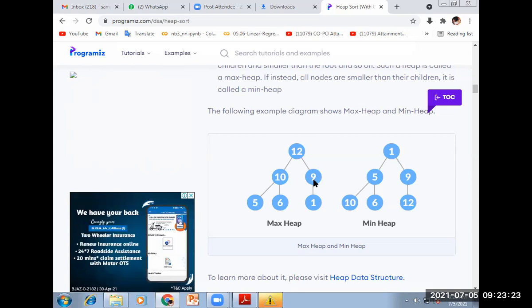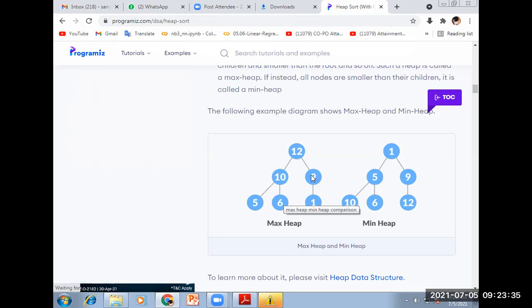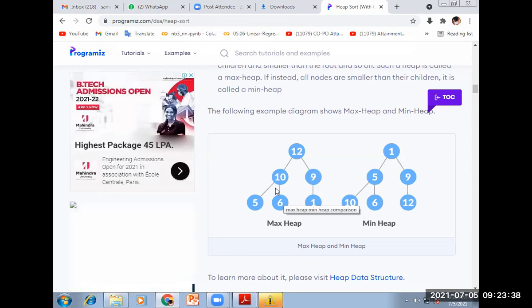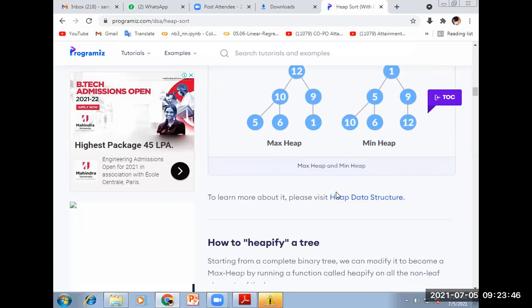Max heap means the root element is greater than the left and right children. Here 12 is greater than 9 and 10. Here 10 is greater than 5 and 6, and 9 is greater than 1. So these two we call heaps. So there are two types of heap, min heap and max heap.